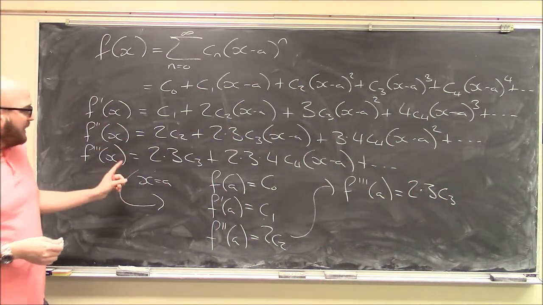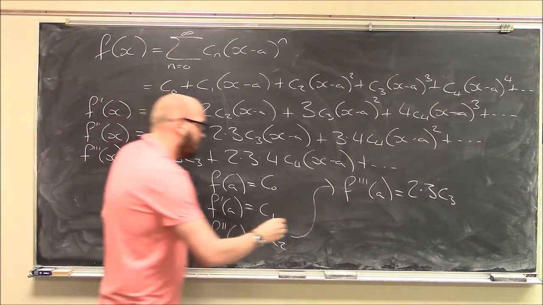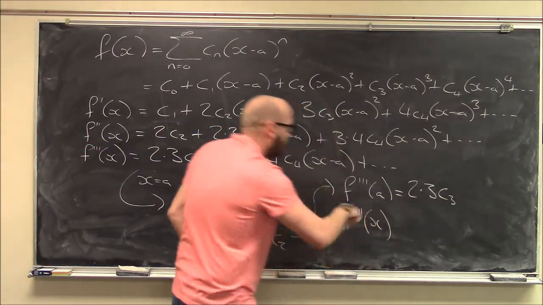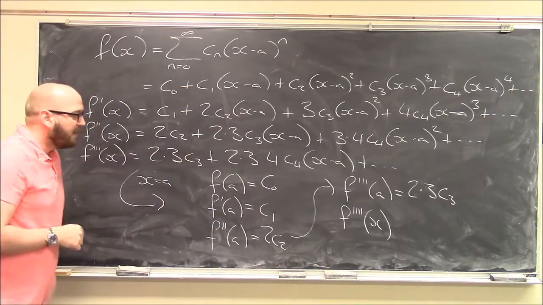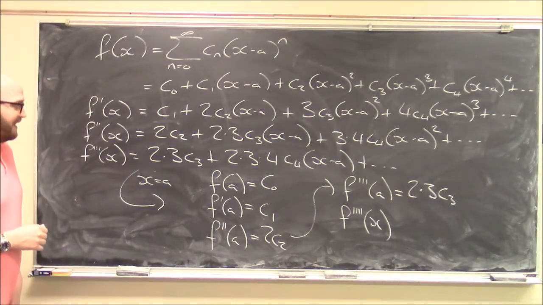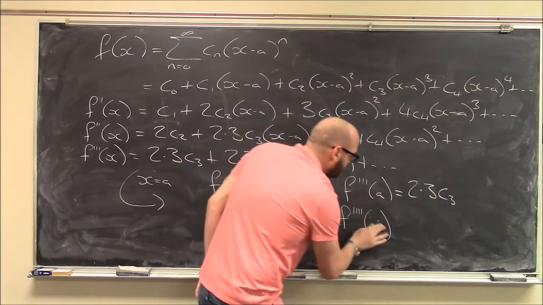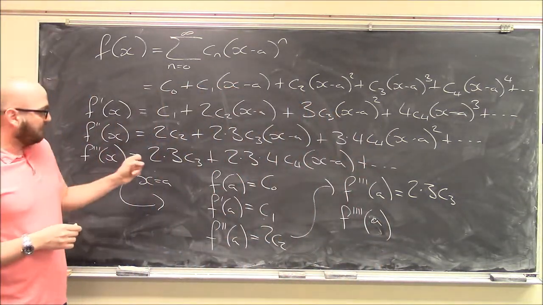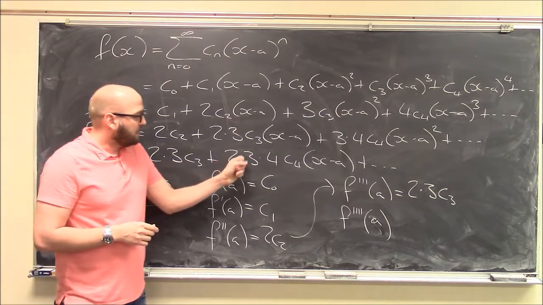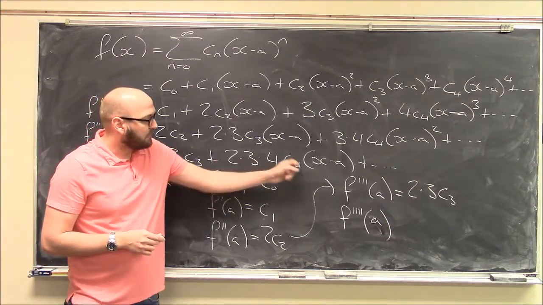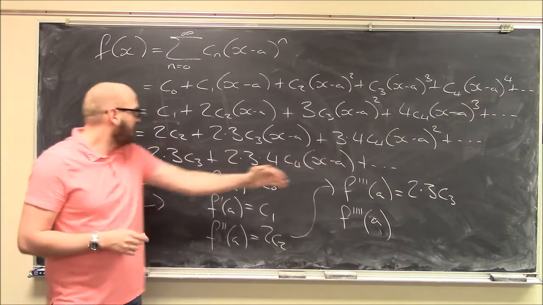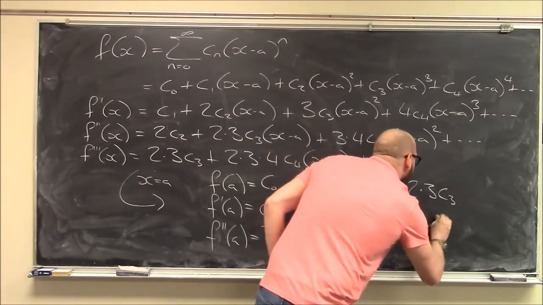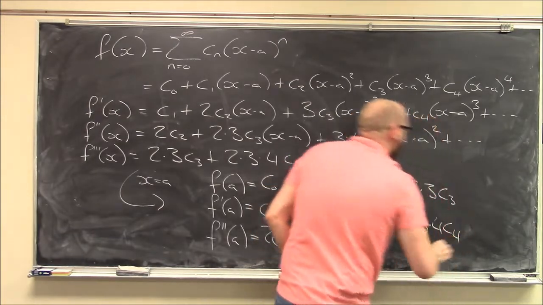Can you see what would happen? I haven't written it out, but what if I did the 4th derivative? The 4th derivative, sometimes people put 4 in brackets there. I'll just do 4 primes, and this is at a. What would the 4th derivative be? I would have 2 times 3 times 4 c4 plus some stuff. So when I plug in a, I'm going to have 2 times 3 times 4 times c4.